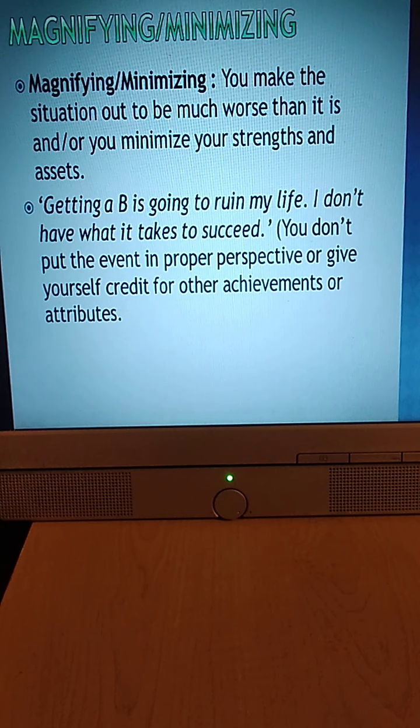Magnifying and minimizing. This is when the individual makes the situation to be much worse than it is, or they minimize their strengths and assets. So the example says that getting a B is going to ruin my life. I don't have what it takes to succeed. Illogical thinking. They are completely ignoring all of the other accomplishments and attributes that they have.